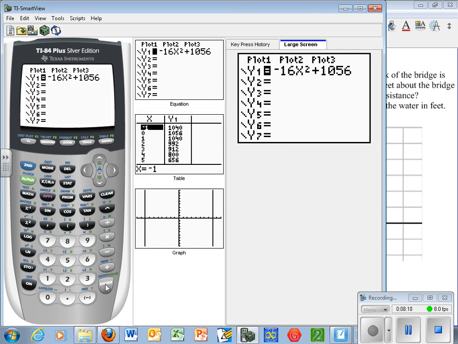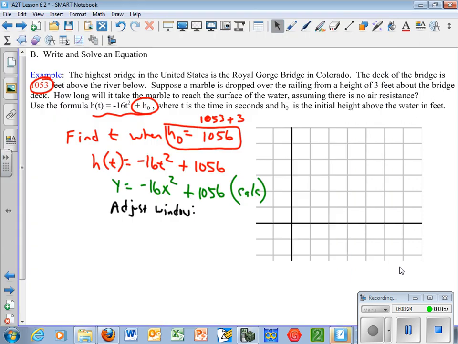So basically we want to look at the intercepts. Okay, now we're really using x here, but x is our t, or our time. So we want to find the x-intercept. It's got x squared in it, so we know it's a parabola, but we're going to find when x is 0, which means when t is equal to 0. Because they're saying, how long will it take the marble to reach the surface of the water? So when will it be at a height of 0? Okay, so we want to find the x-intercept.